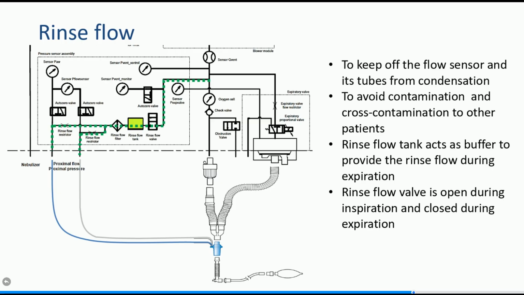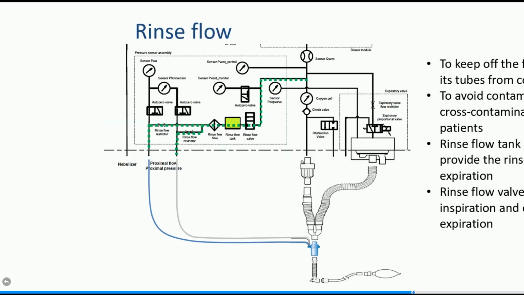The rinse flow tank is necessary because the blower does not provide enough pressure to drive the rinse flow during the expiration phase. During every inspiration phase, the rinse flow tank will be filled with air and oxygen coming from the blower. During the expiration phase, the rinse flow valve closes to allow the gas to flow only in the direction of the flow sensor tubing. In this way, the rinse flow tank provides a continuous flow of gas during the expiration phase as well.